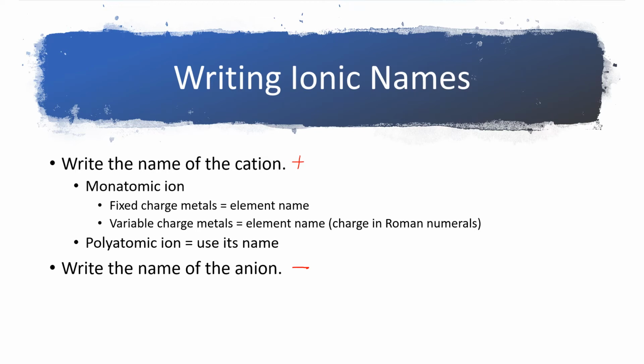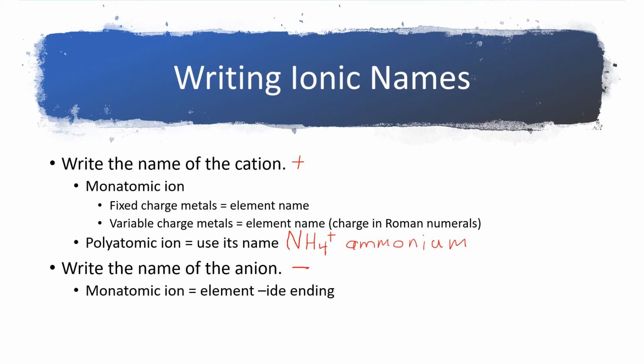For the positive polyatomic ions, there's only one that we're going to encounter, and it is the ammonium ion. So when you see NH4+, the name for that one is ammonium. Now there are other positive polyatomic ions, but that's the only one that you're going to run into in this course.